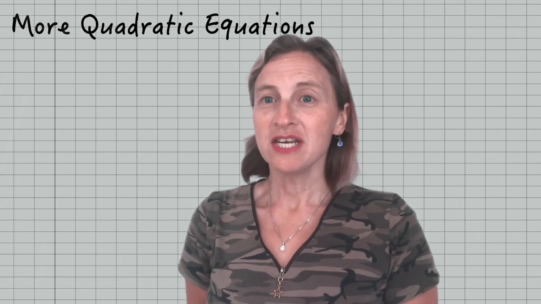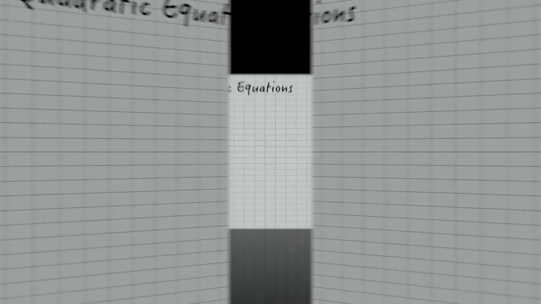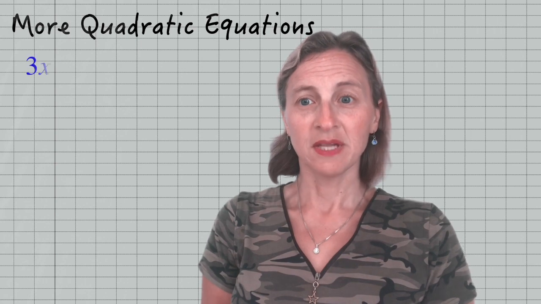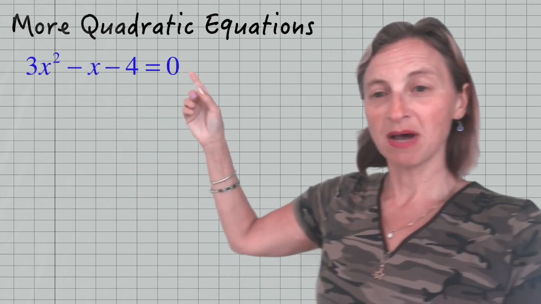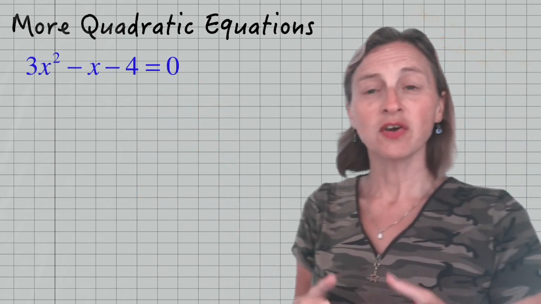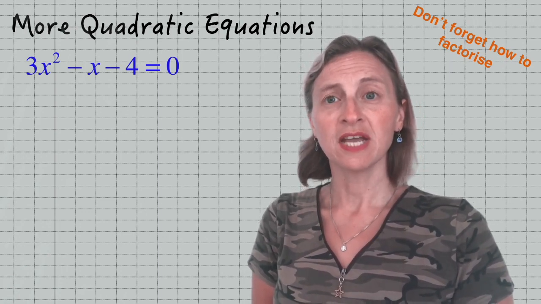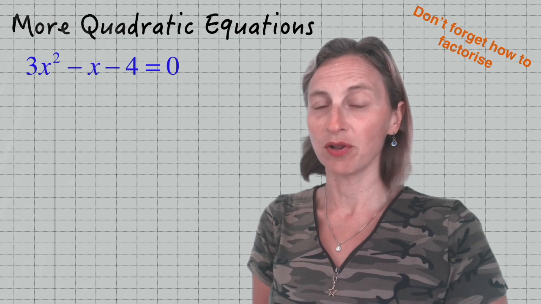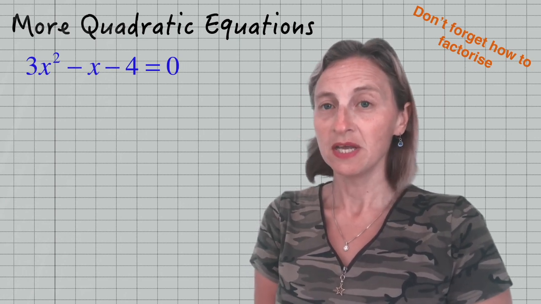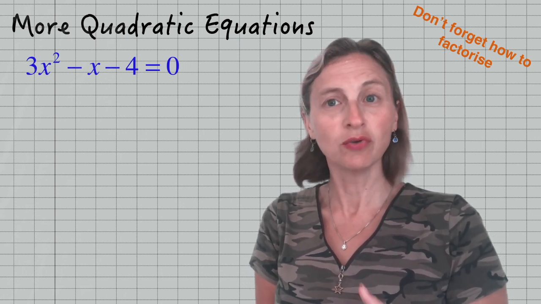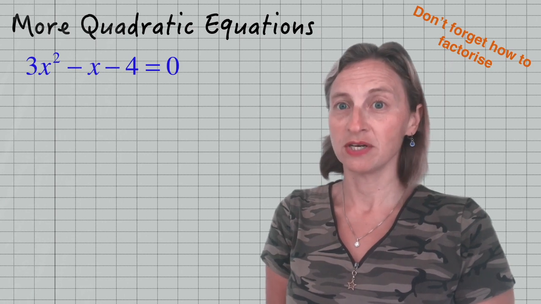Today we're going to continue on with the quadratic equations. Our first example is 3x squared minus x minus 4 equals 0. Don't forget how to factorize. If you've forgotten, go back to one of my other videos and learn how to factorize non-monic polynomials or monic polynomials. Because if you can't factorize, you will not be able to solve quadratic equations.